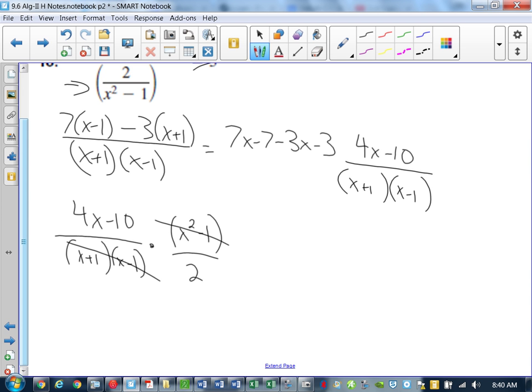Now, what can I do with that 4x minus 10, seeing that I have a denominator of 2? I can factor out a 2, can't I? So I can take out a 2, and I have 2x minus 5, which means 2x minus 5 equals 3. And you're done.